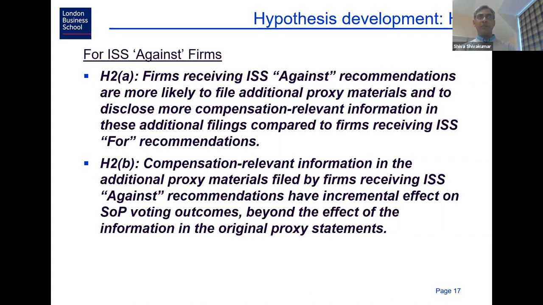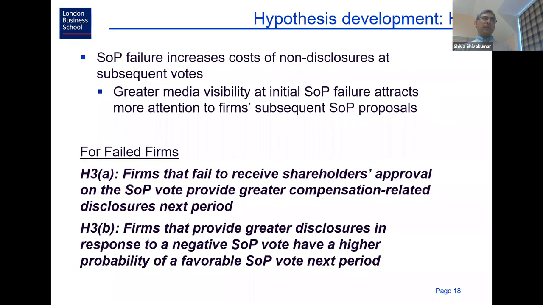has been made. And the second part of our hypothesis is that this increased disclosure that is made after an ISS against recommendation should be informative for the investors to vote in favor of the SOP voting outcomes. So that's our second hypothesis.